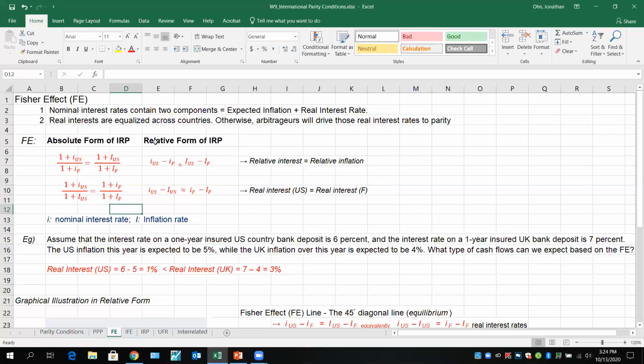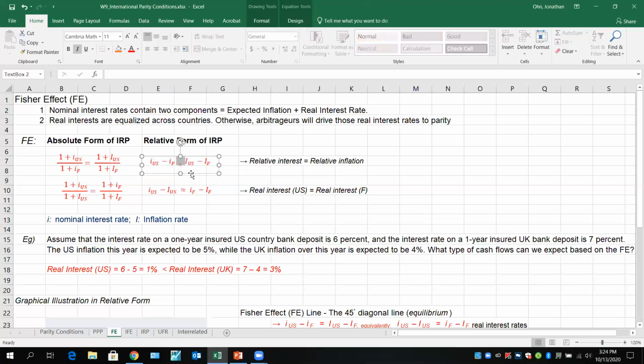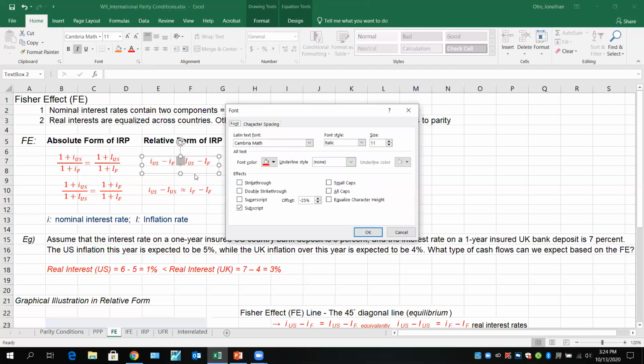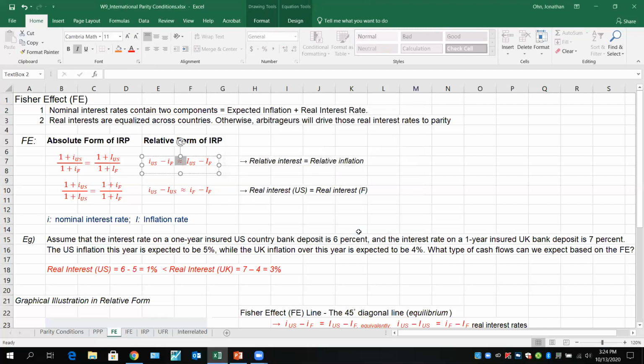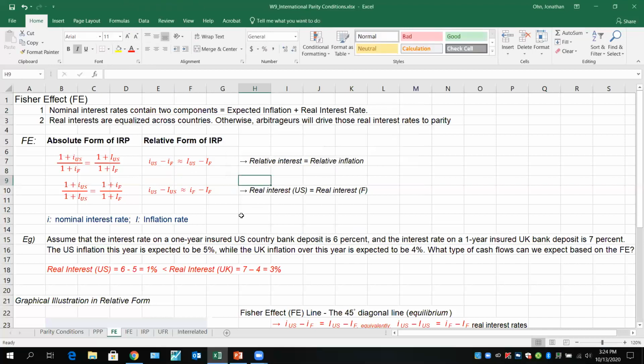If you look at the relative form, if you do the same thing and subtract one from both sides, you end up with this: the relative interest rate and the relative inflation. They are approximately equal. That is one form. Any questions? This one is the relative interest rate, this is the relative inflation, and they should be equalized.